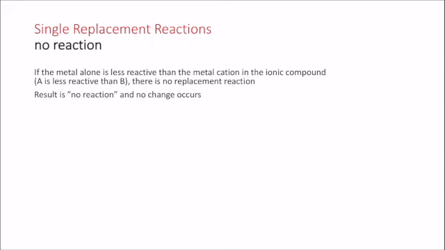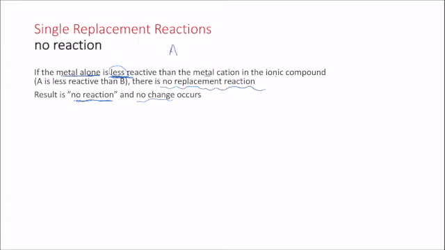the single replacement reaction only occurs if the metal alone is more reactive than the metal that's in the ionic compound. If the metal alone is less reactive, and that means it's lower on the metal activity series, than the metal that's in the compound, then there's not going to be any replacement reaction. What happens when there's no replacement reaction is you don't see any change, and that's called no reaction. So no reaction because no change because there was no replacement.